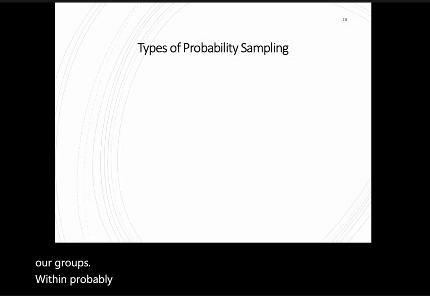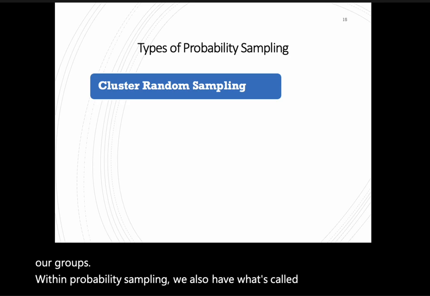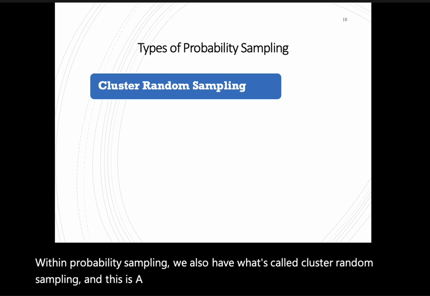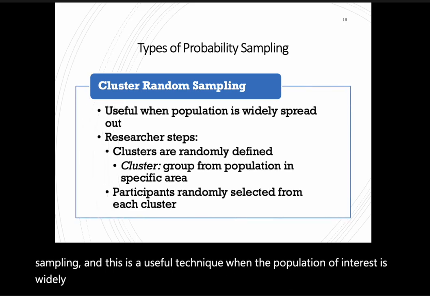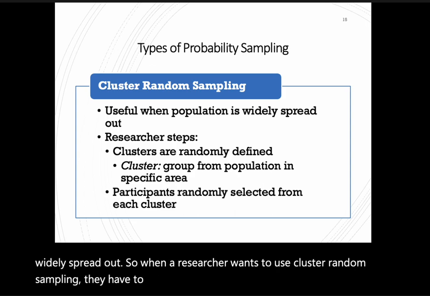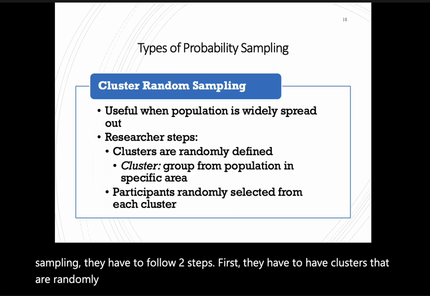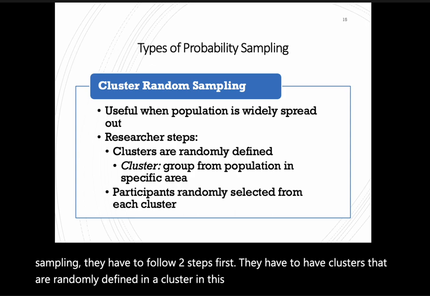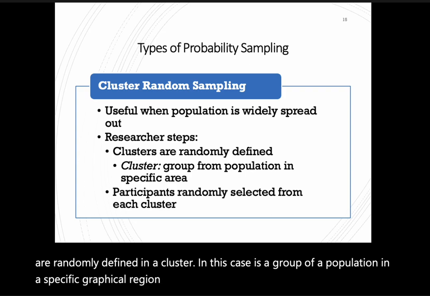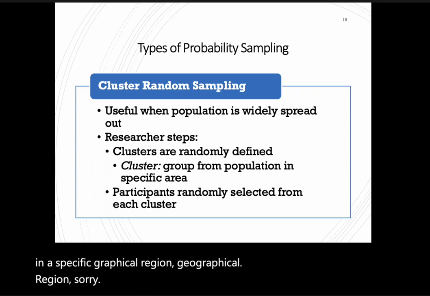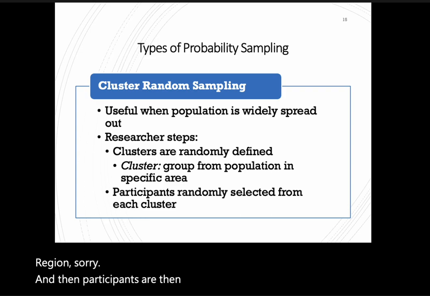Within probability sampling, we also have what's called cluster random sampling. And this is a useful technique when the population of interest is widely spread out. So when a researcher wants to use cluster random sampling, they have to follow two steps. First, they have to have clusters that are randomly defined. And a cluster in this case is a group of a population in a specific geographical region. And then participants are randomly selected from each participating cluster.